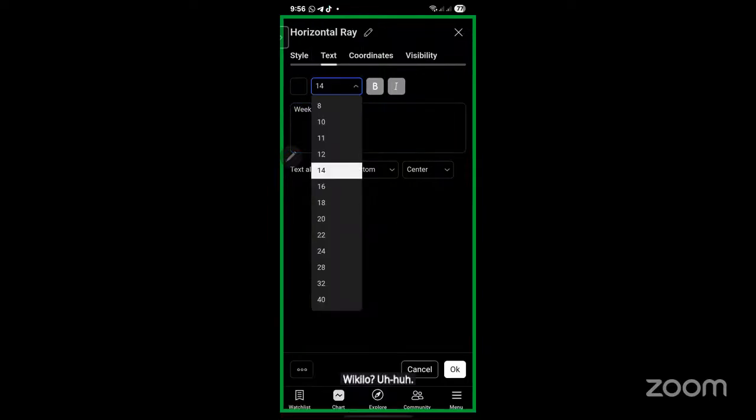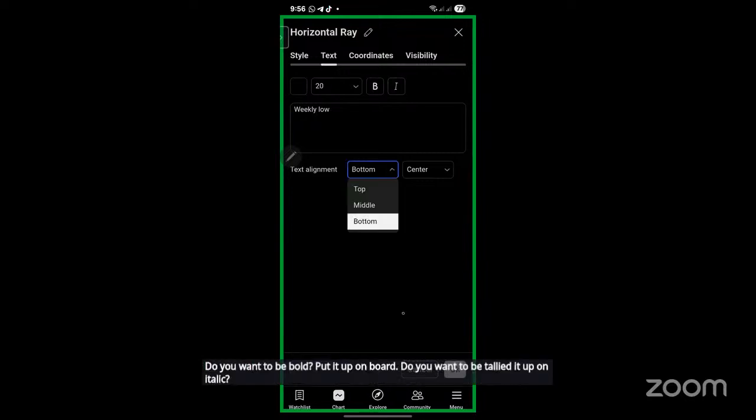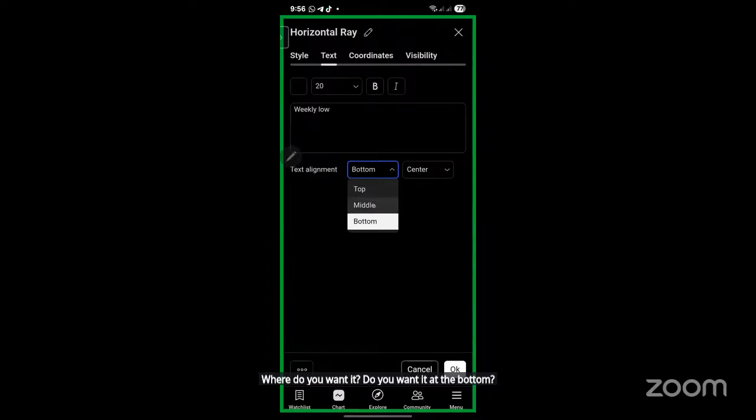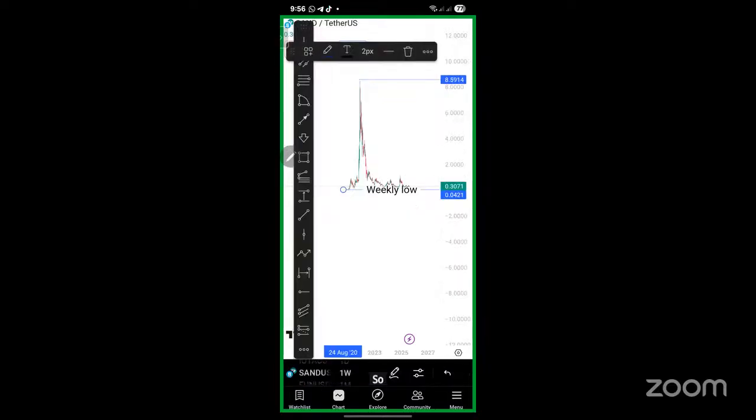Decide. Do you want it to be big? Put it in 20. Do you want it bold? Put it on bold. Do you want it italic? Tap on italic. Where do you want it? Do you want it at the bottom? Yes. I can say I want it in the middle. Let it be in the center. All right, and I say okay. So my word will appear there.